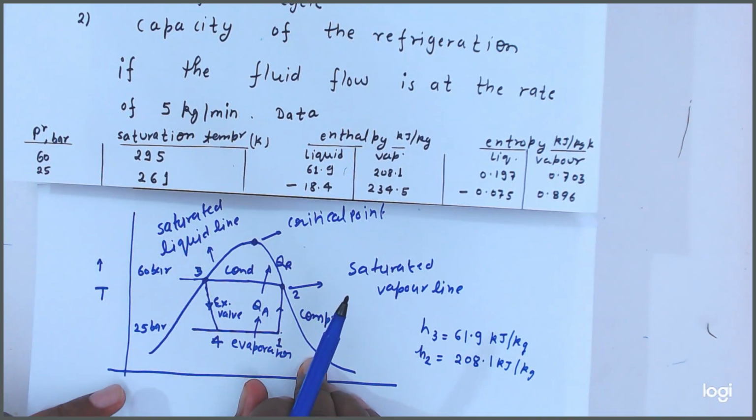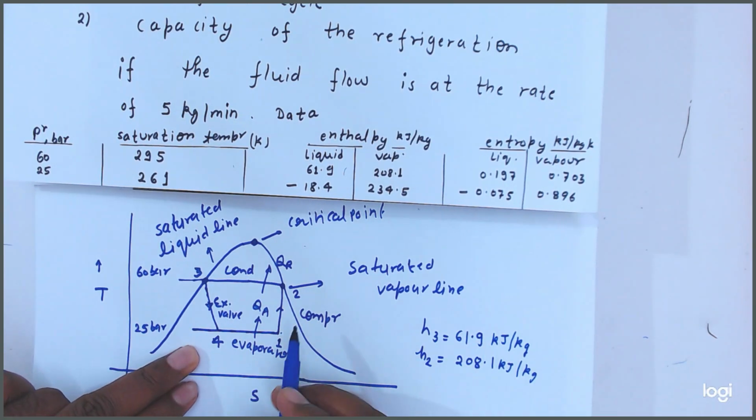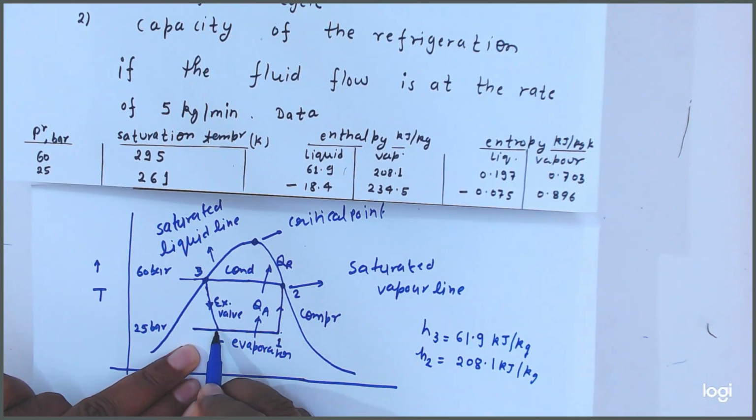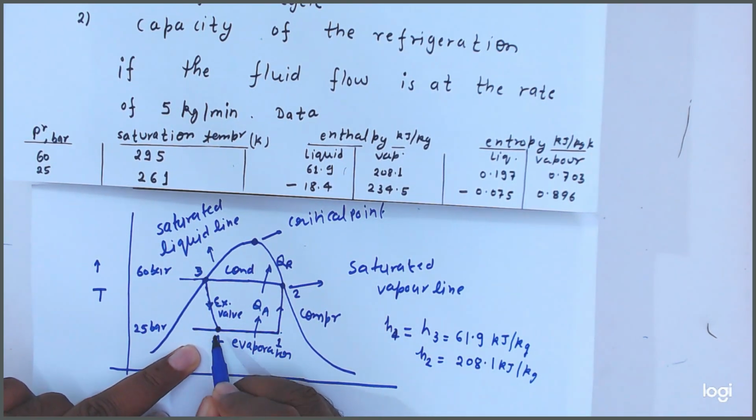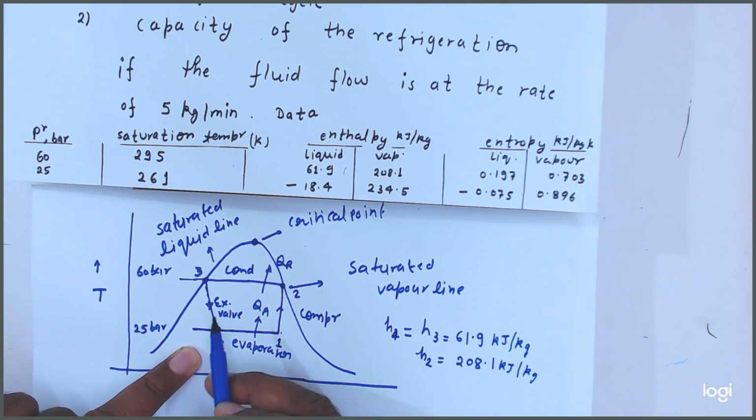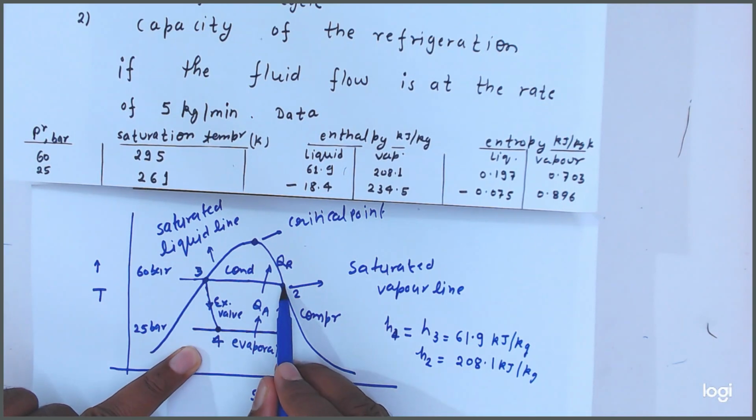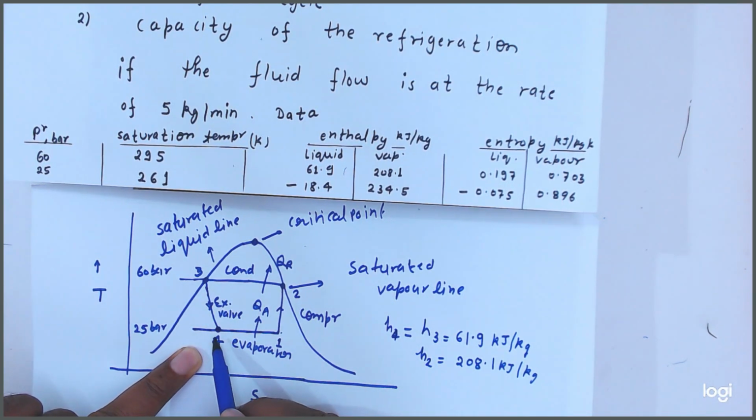Now here we don't know H1, and we know that H3 is equal to H4, so this value we are also knowing. Okay, H3 is equal to H4, so this value is equal to this value and this value. So H2 we are knowing, H3 we are knowing, H4 we are knowing, but H1 we don't know. Then how can we find this H1?